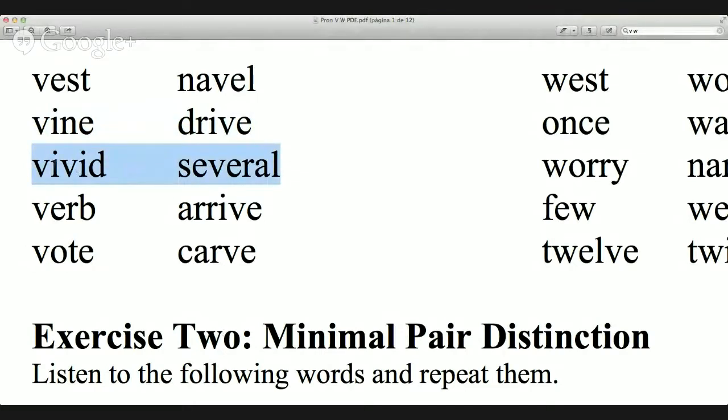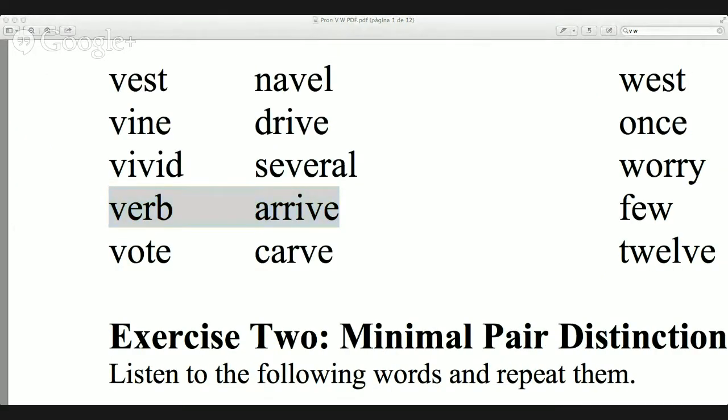So, Albus. Vivid and several. Good. Jade. Vivid, several. Good. Pavel. Vivid, several. Peter. Vivid, several. Good. Next one. Verb and arrive. Albus. Verb, arrive. Jade. Verb, arrive. Pavel. Verb, arrive. Peter. Verb, arrive. Very good, everyone.